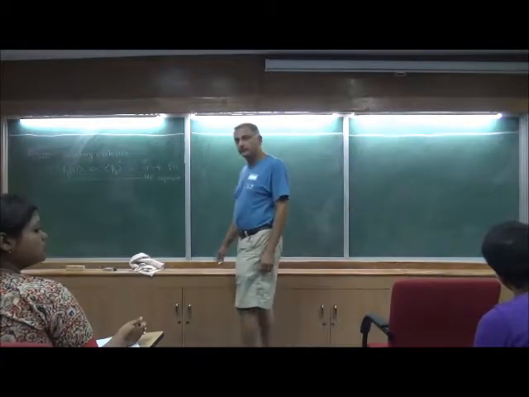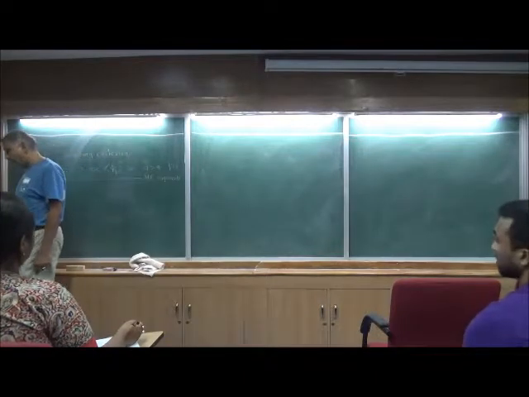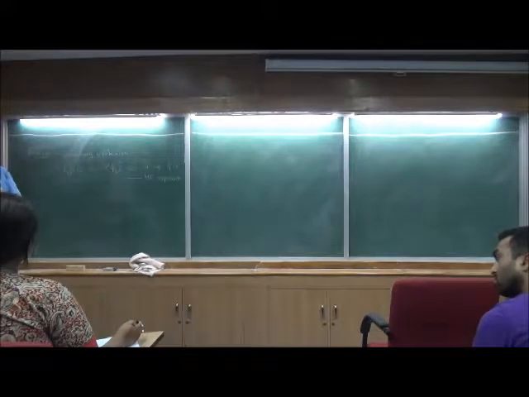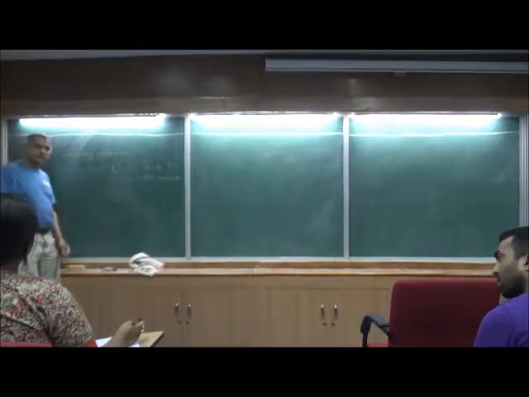And what happens at D equal to 4? Like I said, mean field is correct, but there are some logarithmic corrections to mean field. It's not exactly correct, but it's pretty good.